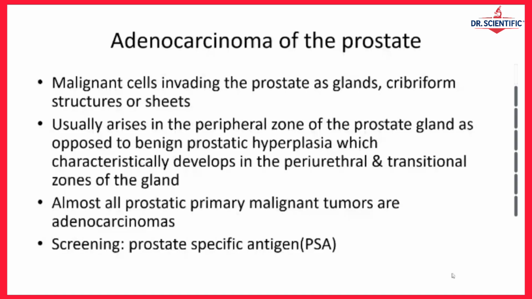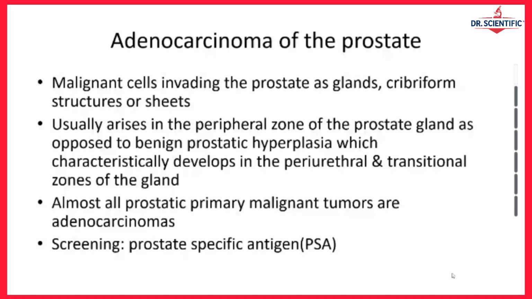So malignant cells invade the prostate as glands, cribriform structures or sheets. It can appear like glands, can form a lot of glands. It can form cribriform, which is sieve-like. All of us know about the sieve, S-I-E-V-E. A sieve is what you use, for example, to sieve your tea. So it appears like that, sieve-like. It has perforations, or it can be in sheets.